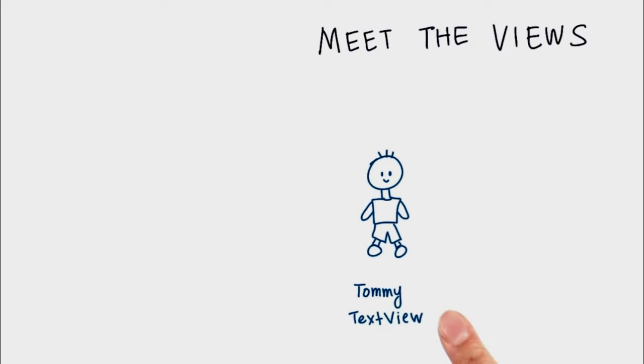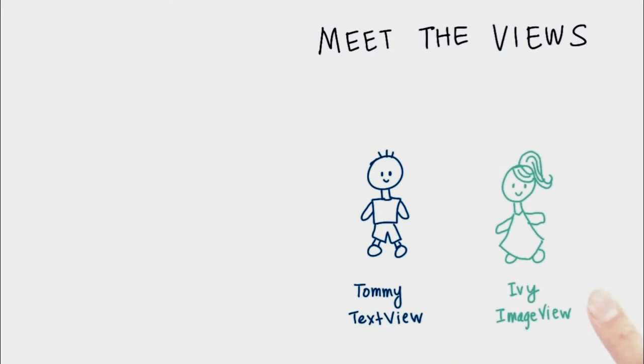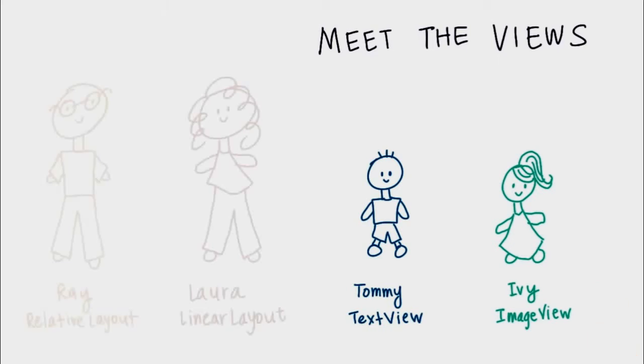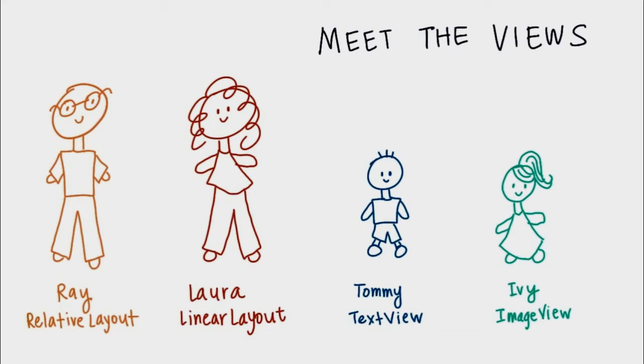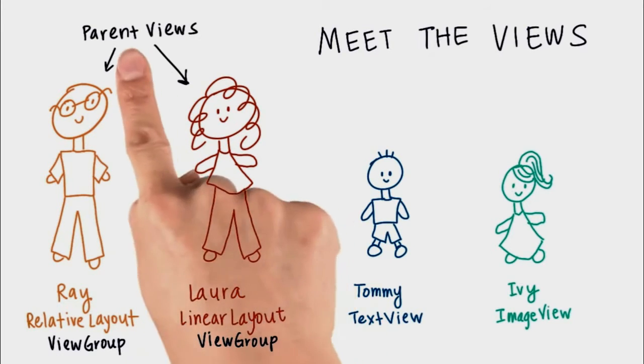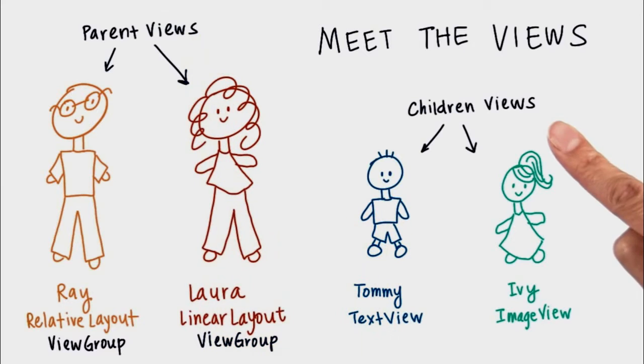To help you remember all the terminology around parent and child and view group, I want you to meet a very nice family called the views. You've already met Tommy TextView. He's pretty great at displaying text. You also know his sister, Ivy ImageView, who displays very beautiful images. And now we're meeting their parents. It's always nerve-wracking to meet the parents. So we have Laura, the LinearLayout, and Ray, the RelativeLayout. These are both view groups, which we mentioned before are called parent views. Then the children views are positioned based on their parent.